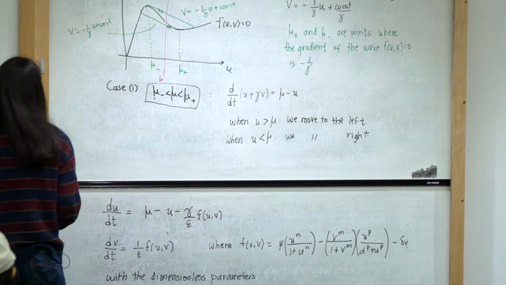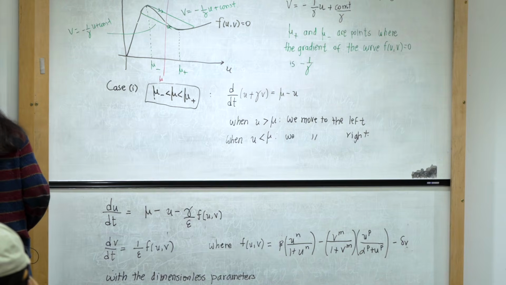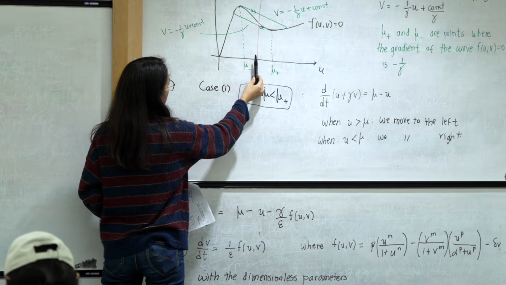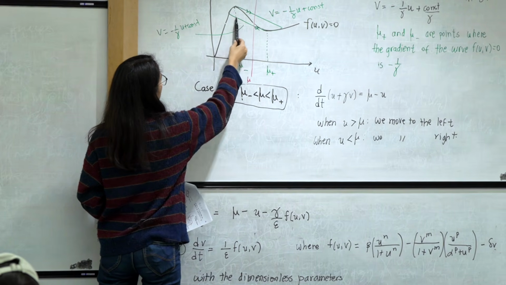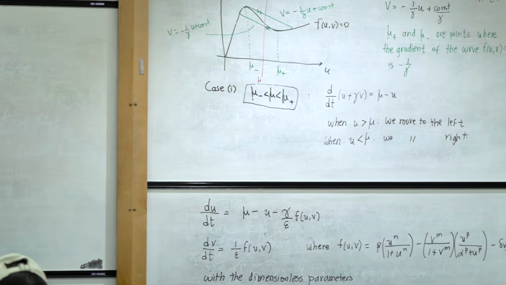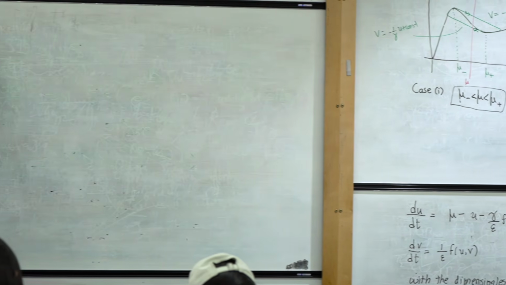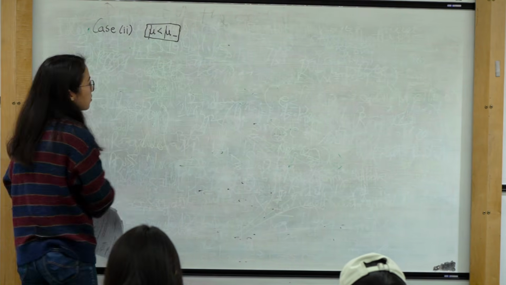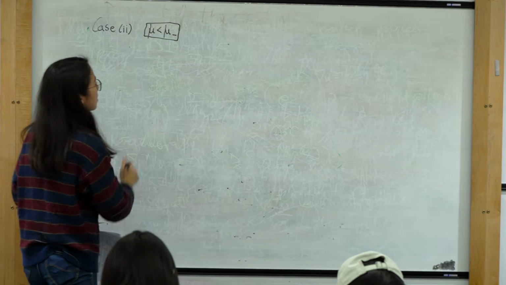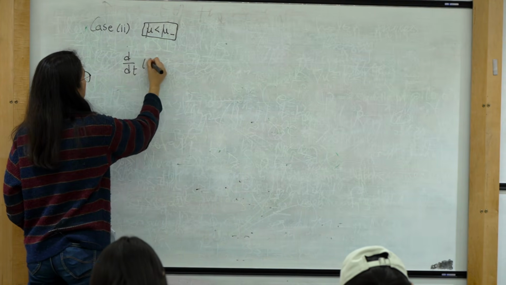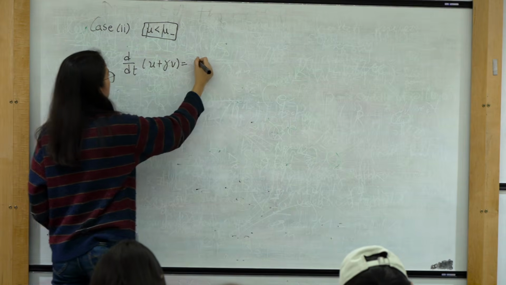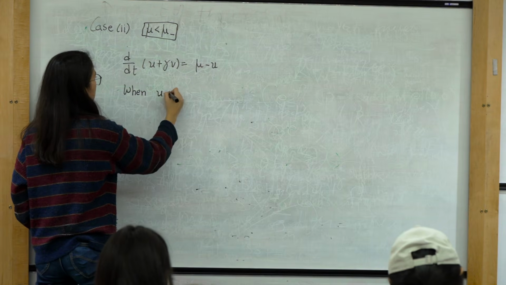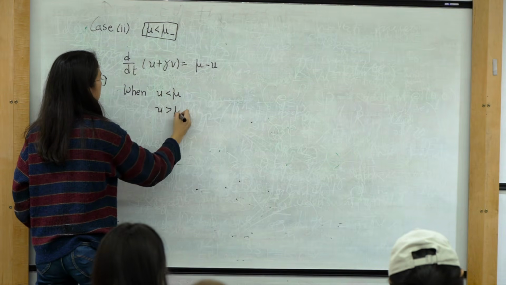Okay, so I told you there are two more cases, so I don't have space there. Let me draw it here. The next case that I will do is now mu, this red thing, is going to be to the left of my mu minus. So I'm going to be looking at this region over here now. So case 2, the mu is less than mu minus. And I will do exactly the same thing. So basically I take my differential equation over there, which is d dt of u plus gamma v is equal to mu minus u. And I will have to look at what happens when u is less than mu again, u bigger than mu.